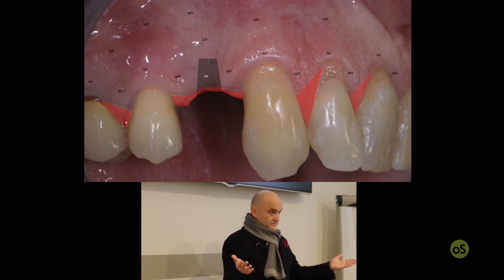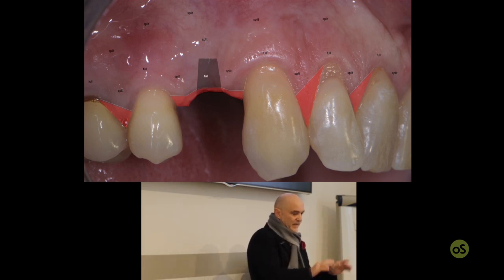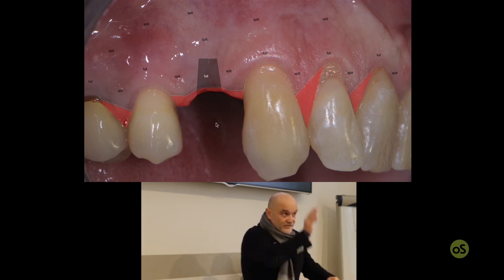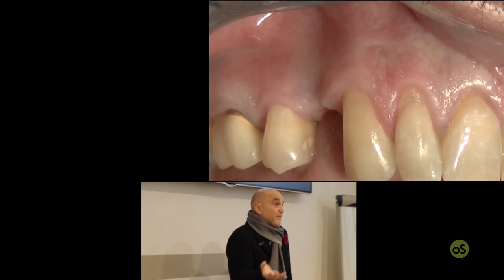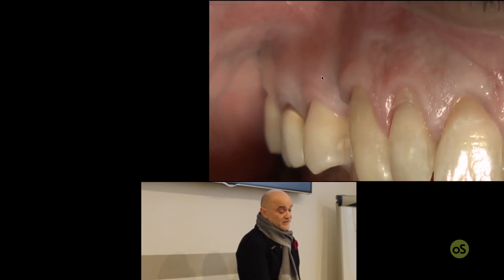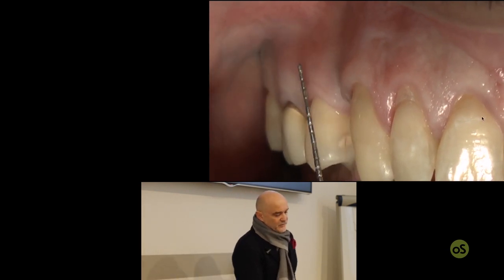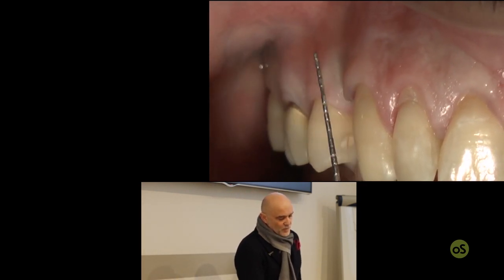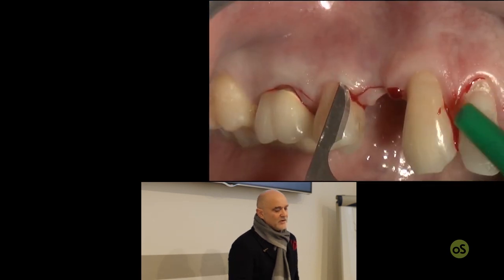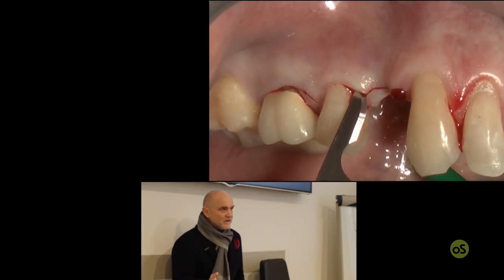Flap design. We are treating a posterior segment. All the incisions are directed towards the dentulous site. And since there is also recession in the adjacent teeth, we extend our flap much more with respect to the previous case because I also want to treat the recession of the central, of the lateral, of the second premolar.